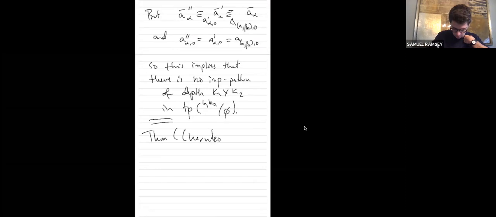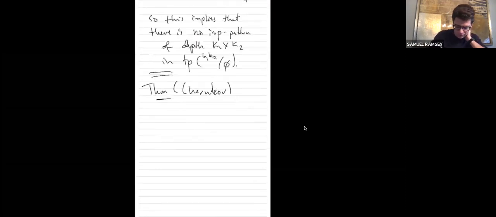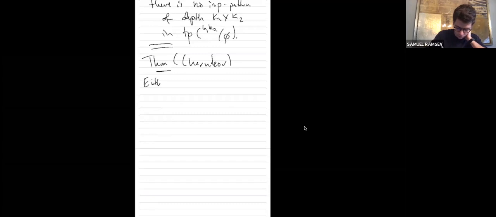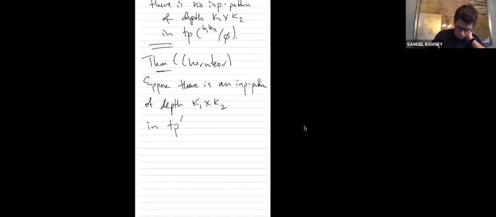Chernikov. What we proved last time was, well, okay, suppose there is an IP pattern of size kappa 1 times kappa 2. Or sorry, I shouldn't say size. The adjective we used was depth. Of depth kappa 1 times kappa 2 in the type of B1, B2 over C.